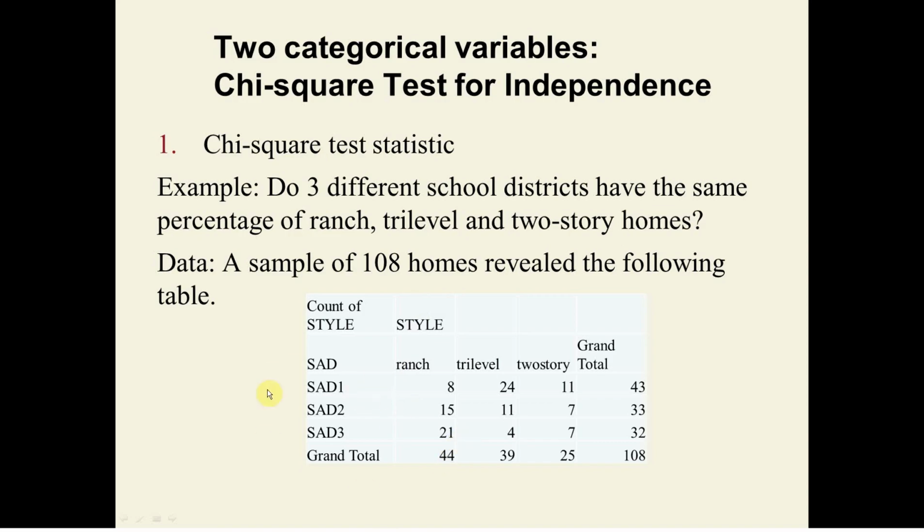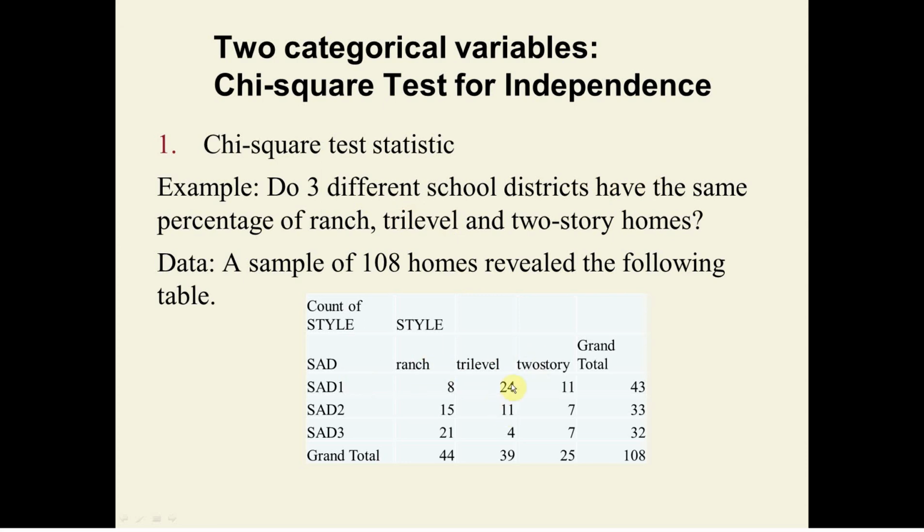Okay, we see that this is our one categorical variable. I'm either in school district 1, 2, or 3. And the other variable is the other categorical variable, style: ranch, tri-level, and 2-story. So we want to know, do the different school districts have the same percentages of ranch, tri-level, and 2-story homes?